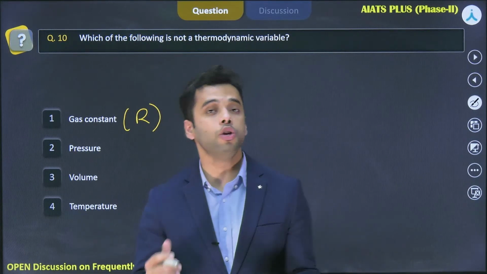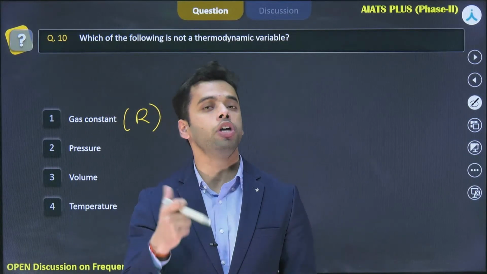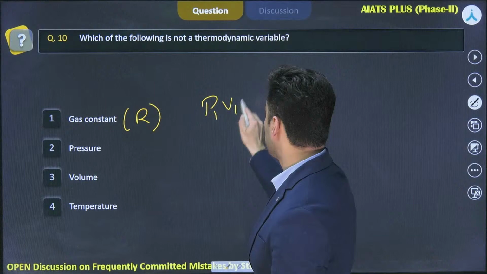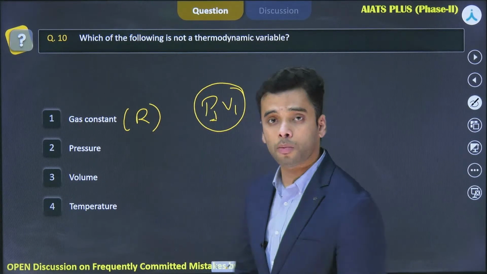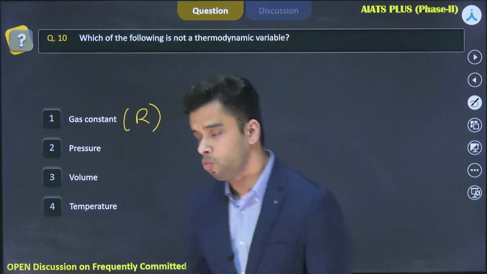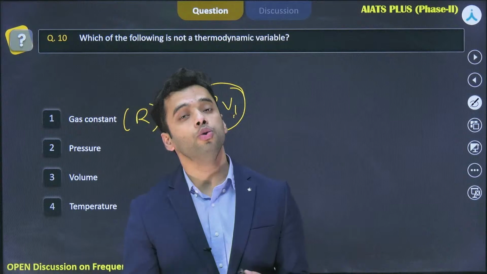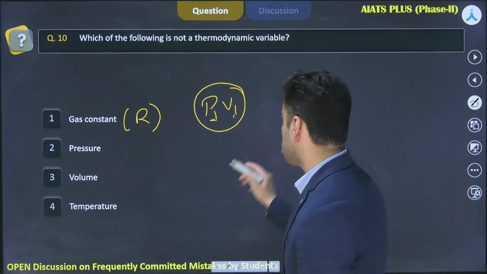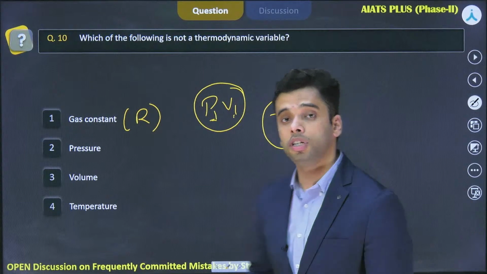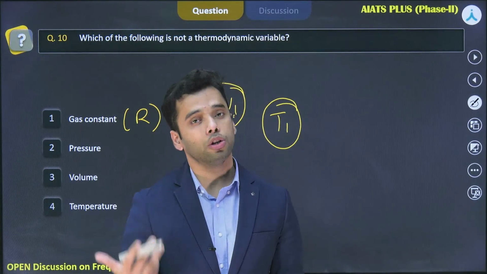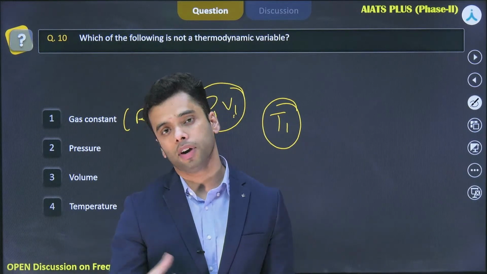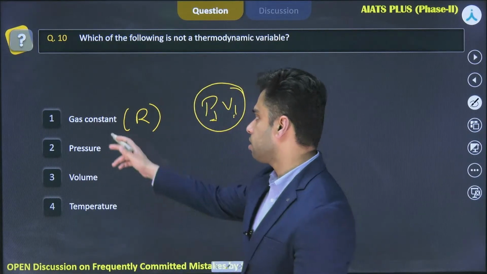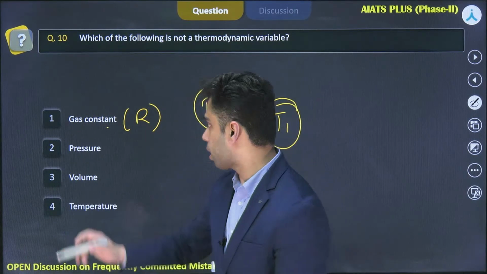Let's talk about pressure. Yes, we use pressure very frequently. We use the thermodynamic variable pressure to identify the state of the system. We write P1, V1 to identify the state of the system. So pressure is a thermodynamic variable. What about volume? Yes, we also use volume to identify the state of the system, so volume is also a thermodynamic variable, and sometimes temperature is also used to describe the state of the system. So pressure, volume, temperature, all of these are thermodynamic variables. But gas constant definitely is not a thermodynamic variable, so the correct answer should be option 1.